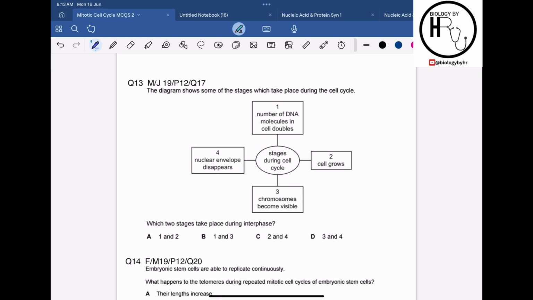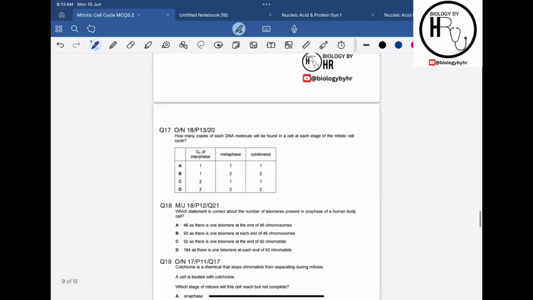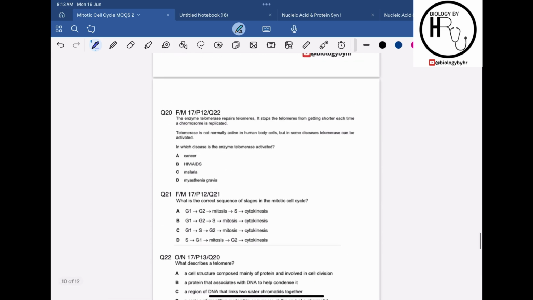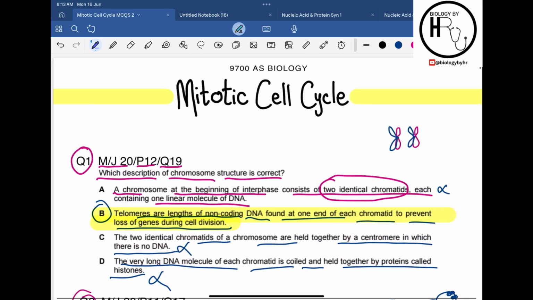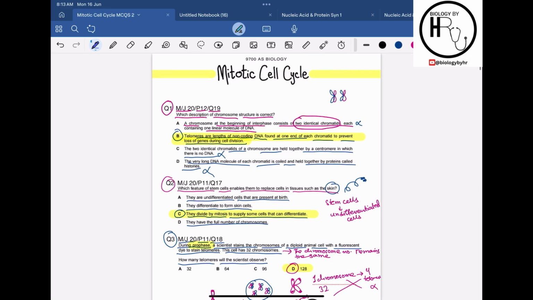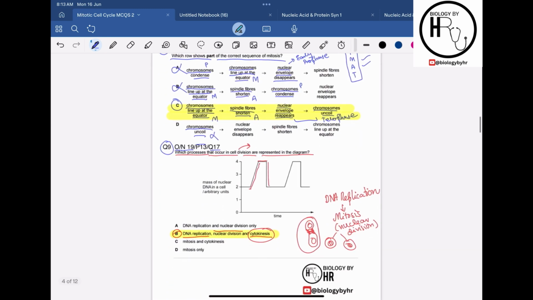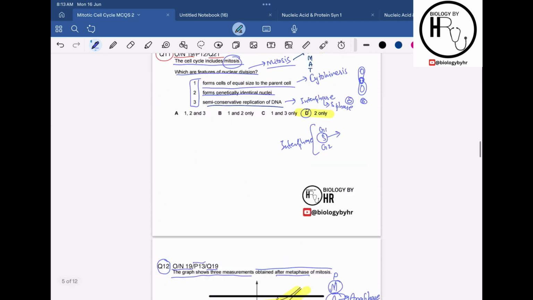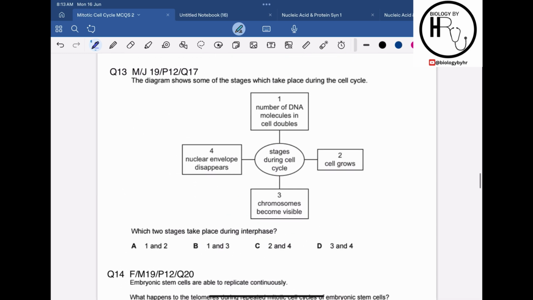So today we are going to be continuing question number 13, 14 and so on of the topical MCQs of AS level biology 9700 of mitotic cell cycle, right? We did the first 12 questions in the previous video and now I am going to do the last 12 questions with you guys starting from question number 13 over here. So let's dive into the class.